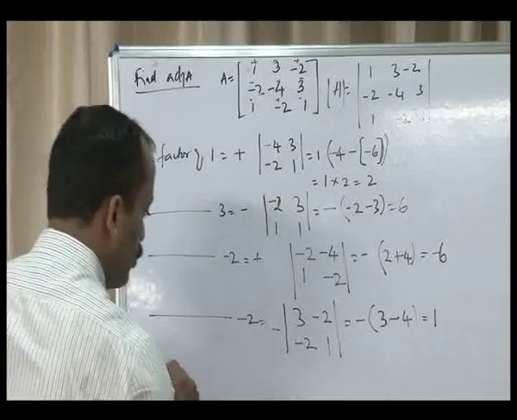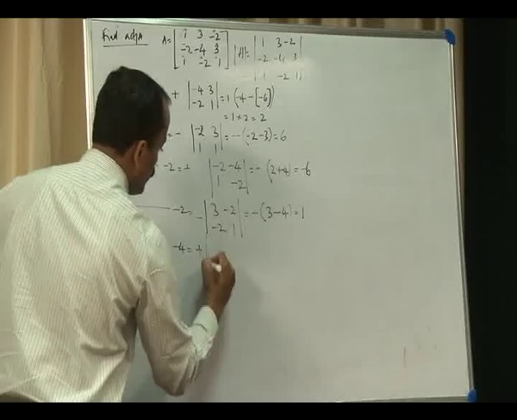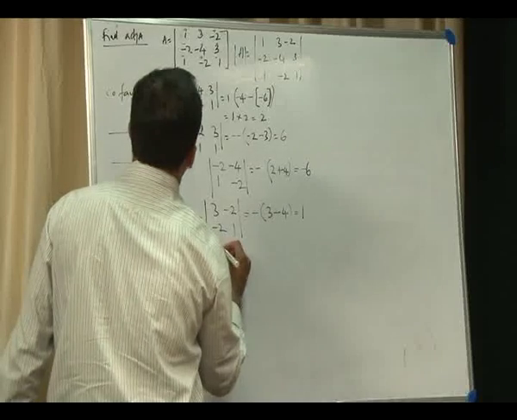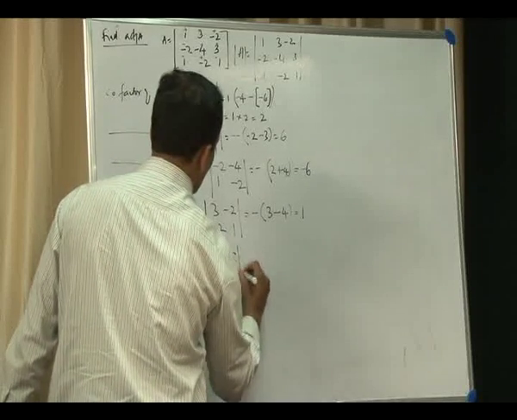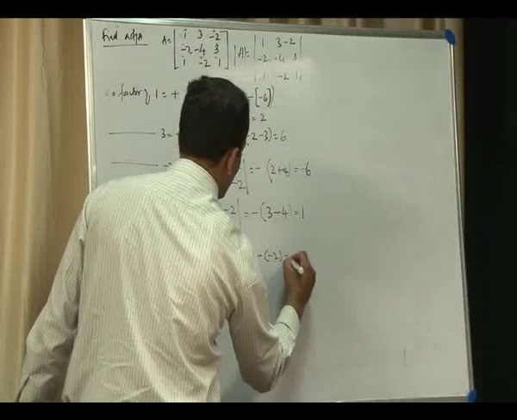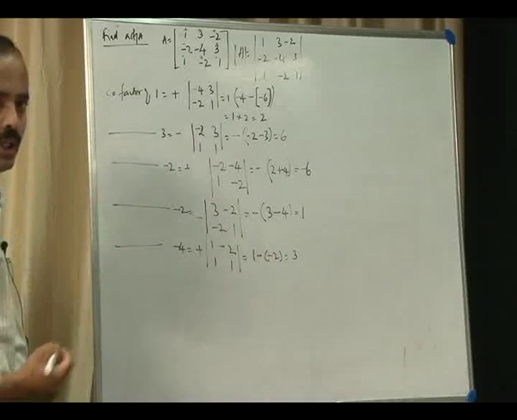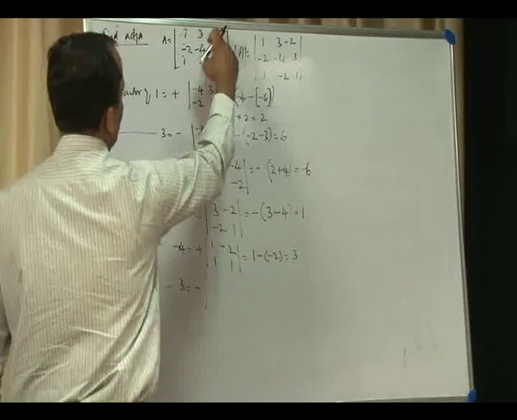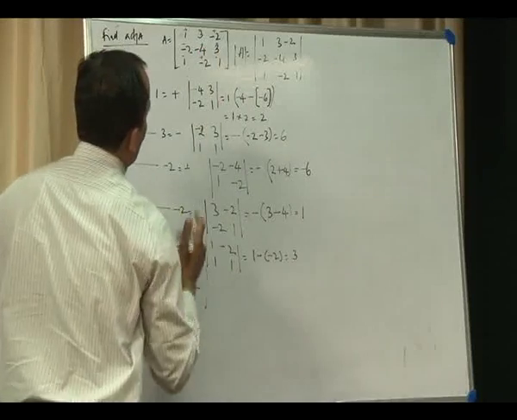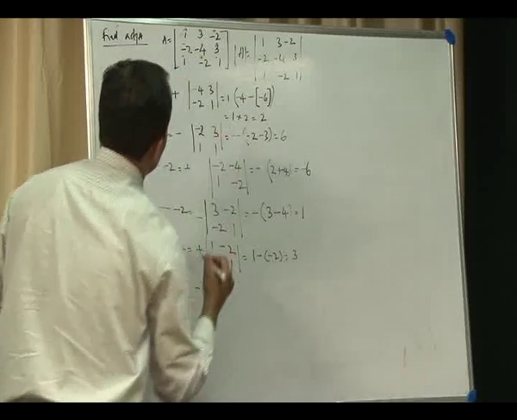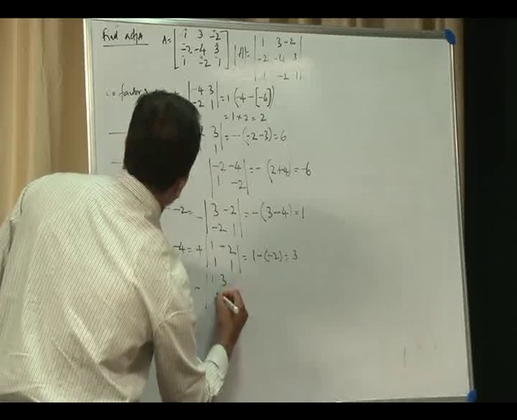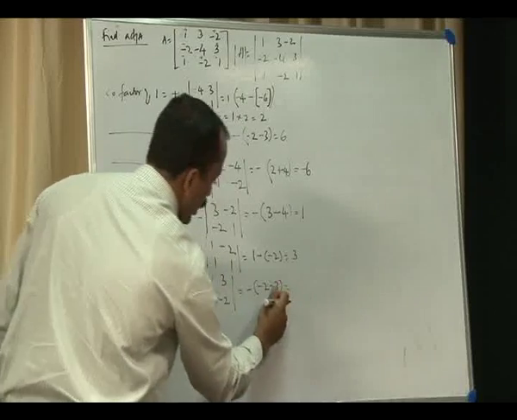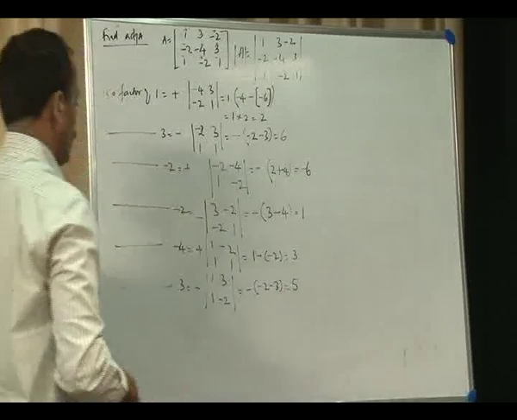Next, cofactor of minus 4 is equal to plus into. This is second row, second column. So, 1, minus 2; 1, 1, that is equal to 1 minus of minus 2, which is 3. Cofactor of 3 is equal to minus into. This is the third column and second row. See, this belongs to third column, second row. 1, 3; 1, minus 2, that is equal to minus of minus 2 minus 3, which is minus 5, into minus, that is equal to plus 5.